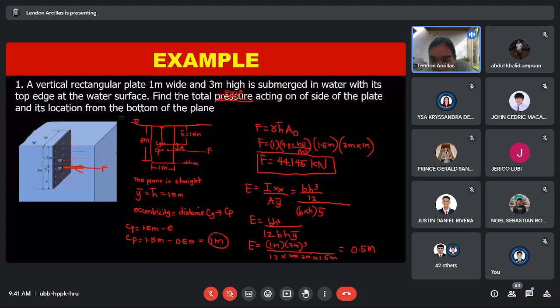Okay, so dito mag-a-act yung force sa CP. Ang pwersa na to ay mag-a-act doon sa center of pressure, which is below of the center of gravity. Next. Okay na to?